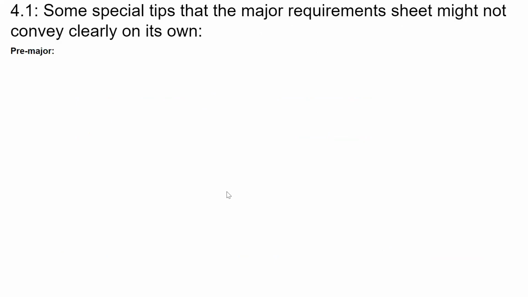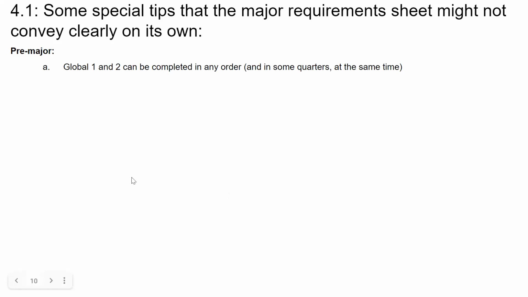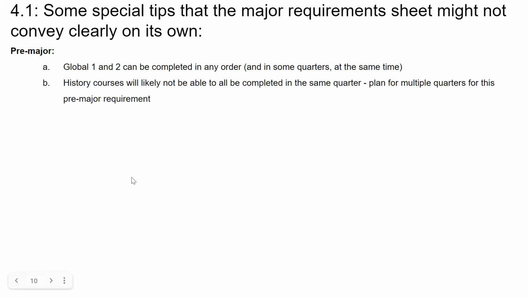For the pre-major, a frequently asked question is, do I have to do Global 1 before I do Global 2? Nope, they do not build on each other. You just need to take both of them before you can move on from the pre-major. You can complete them in any order. In some quarters, you can even complete them at the same time. It just depends on what is available on the schedule. And then the 3 history courses you select from will likely not all be able to be completed in the same quarter, so do plan for multiple quarters for the pre-major requirements.